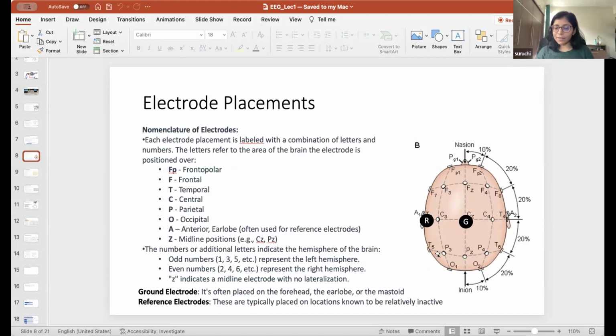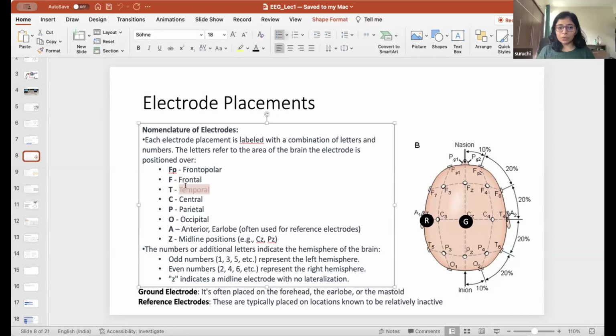If we have a cap, it's already done for us. If you don't have a cap, you have to follow this. It's called the 10-20 system, which is what people follow, and 10-10 if you have more than 64 channels. We use 10-20. The nomenclature, you already know: FP, what does it stand for? Frontopolar, frontal, temporal, central.